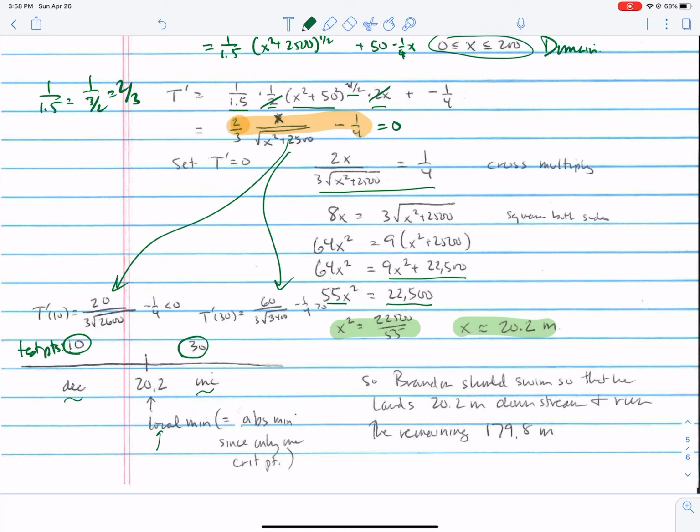And I'll just point out, since this was the only critical number, that means that this is the only place where the derivative can switch sign, so therefore this is going to be the only minimum, which means that's an absolute minimum as well. And then we go back and think, well, if x is 20.2, y then is going to be about 179.8. And so I answer my question by saying that Brandon should swim so that he lands 20.2 meters downstream and then run the remaining 179.8 meters.